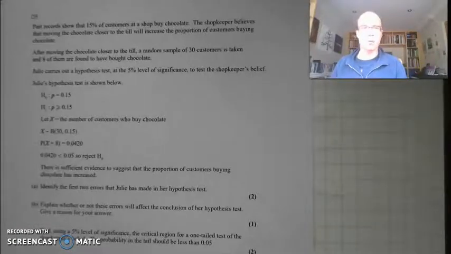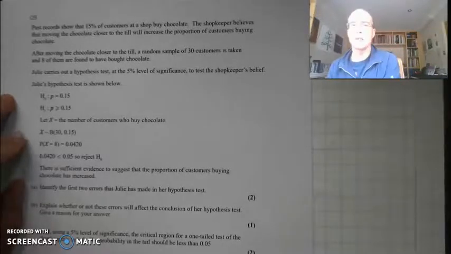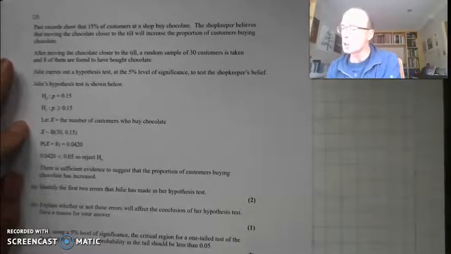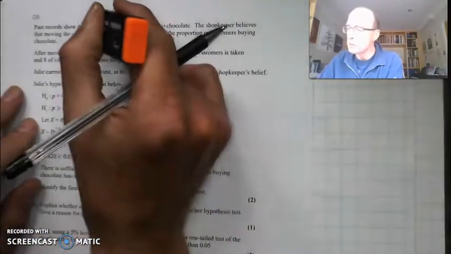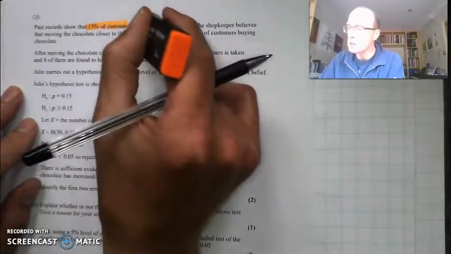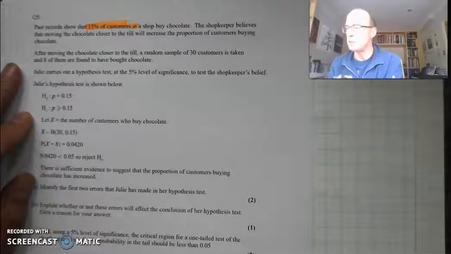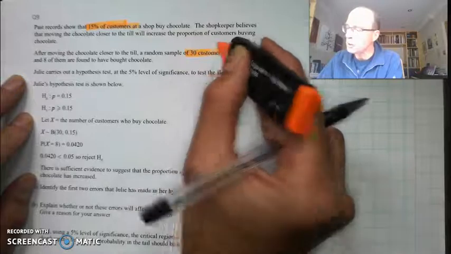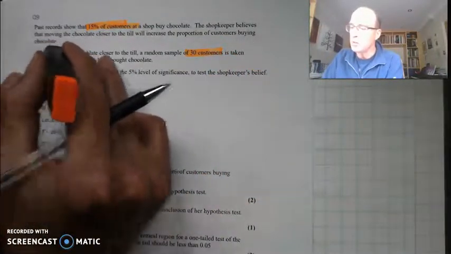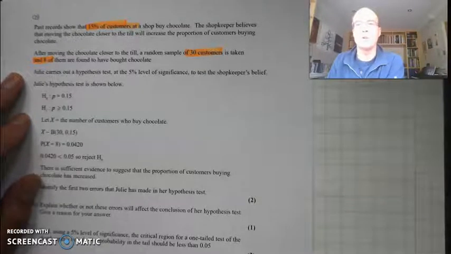Okay, question 9, final question. This is a hypothesis testing question, and we've been given some information. We've been told 15% of customers buy chocolate. Let's highlight some of the information we've been given. So 15% buy chocolate. The shopkeeper believes that if they move chocolate closer to the till, his sales of chocolate are going to go up. And he's done a sample of 30 customers, and he's found that 8 of them have bought chocolate. And he wants to test his idea that by moving them, he's actually improved his sales of chocolate.